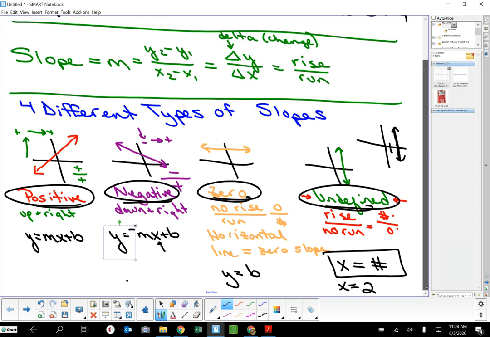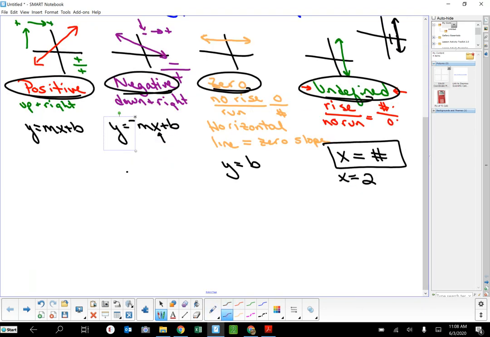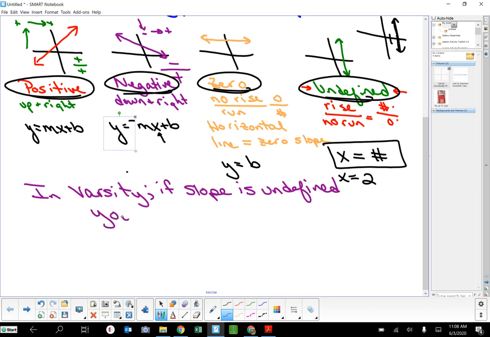All right, also, really quick note on an undefined slope. In varsity, if you have an undefined slope, you will write DNE for does not exist, okay? So whenever you have a slope that is undefined, meaning you get 0 in the denominator, right? That's when it's undefined. Then you're going to write DNE as an answer, okay?